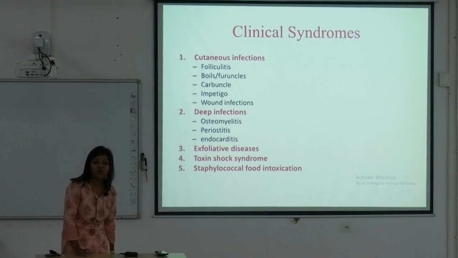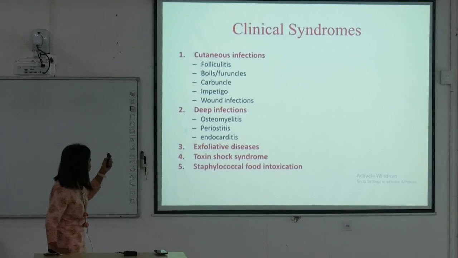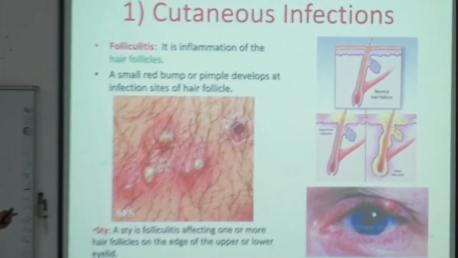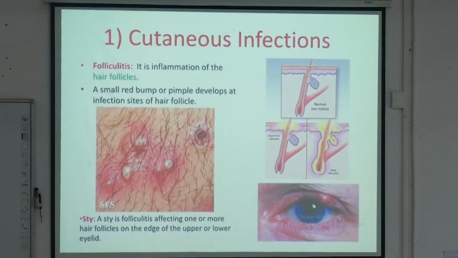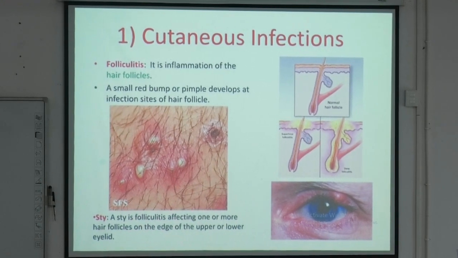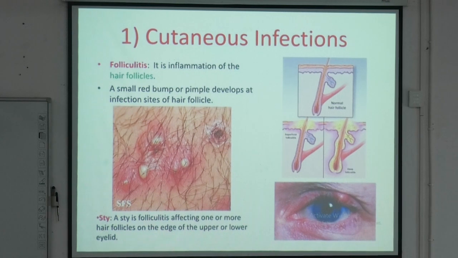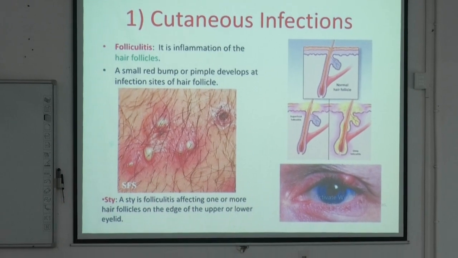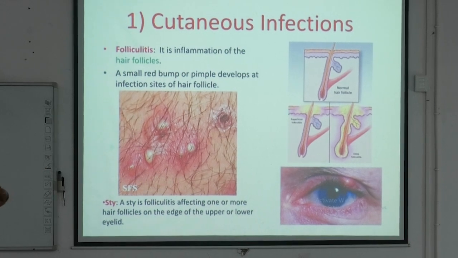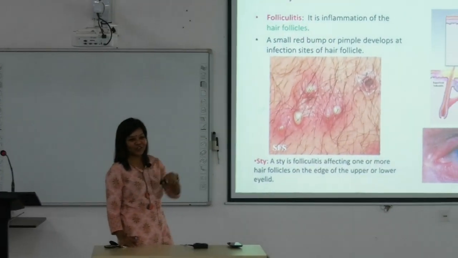So these are the cutaneous infections: folliculitis, furuncle, carbuncle, impetigo, wound infections. What is this? This is folliculitis. Non-Bengalis, you are not understanding what this is? You ask your friends, if anybody is having it, tell them that you have got a staphylococcal infection.